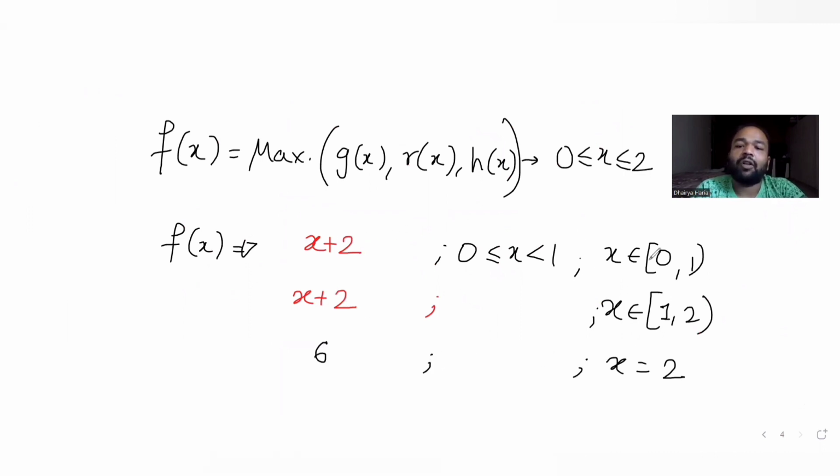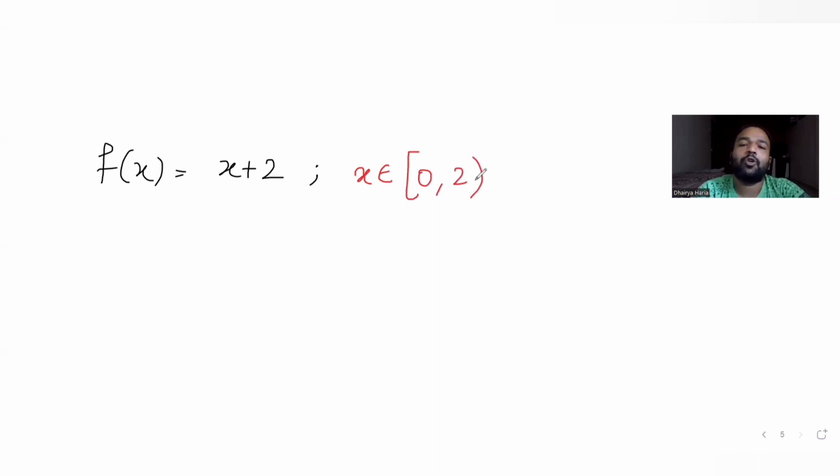For this interval as well as for that interval, you have the same function x plus 2. So if I simplify my function f of x, it is x plus 2 when the values of x are from 0 but less than 2. So from 0 till the values of x less than 2, you have function f of x as x plus 2, and for x equal to 2, you have it as 6.